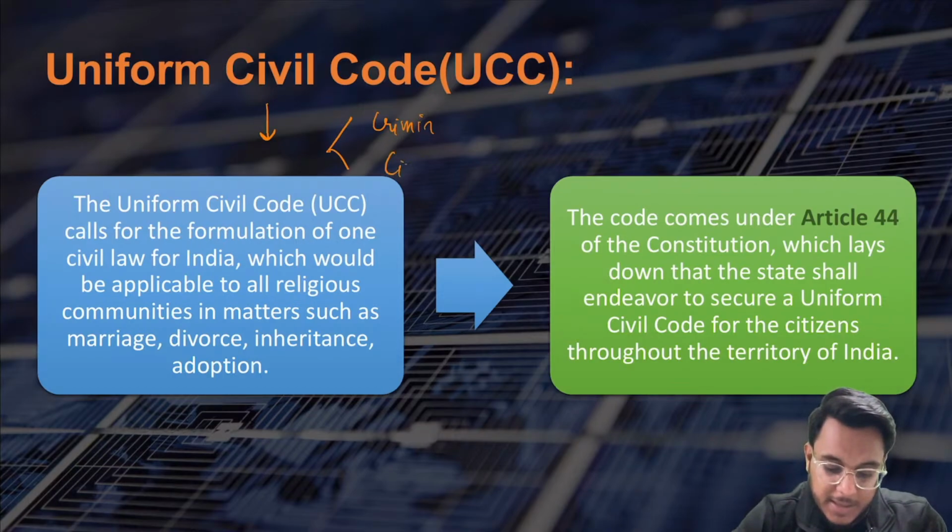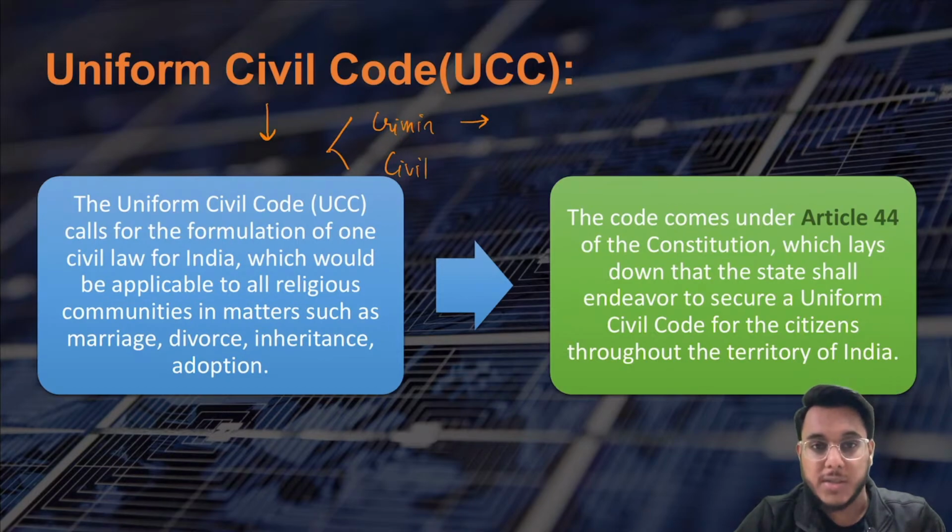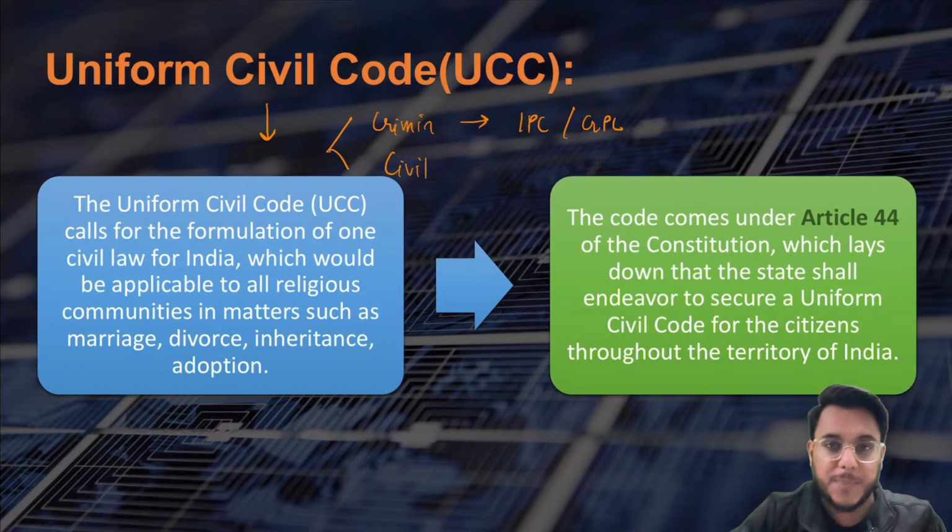And then there are civil matters. Now, in the matters of the criminal laws, we have the uniform law system. For example, Indian Penal Code is there, Criminal Procedure Code is there. Now, for example, Indian Penal Code and Criminal Procedure Code, they deal with the criminal offences in India, and they are universally applicable on all of the people. Doesn't matter what your religion is. You are Hindu, you are Muslim, they are applicable on all.